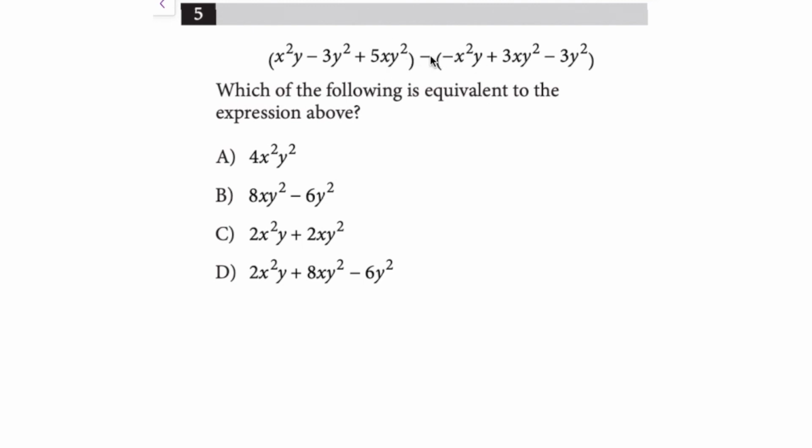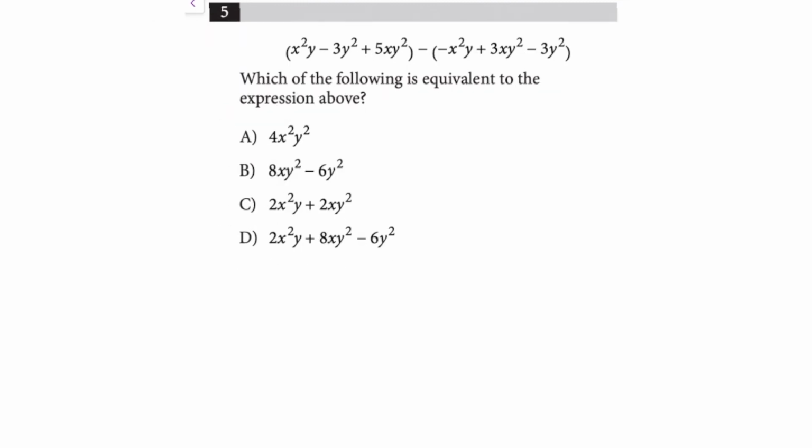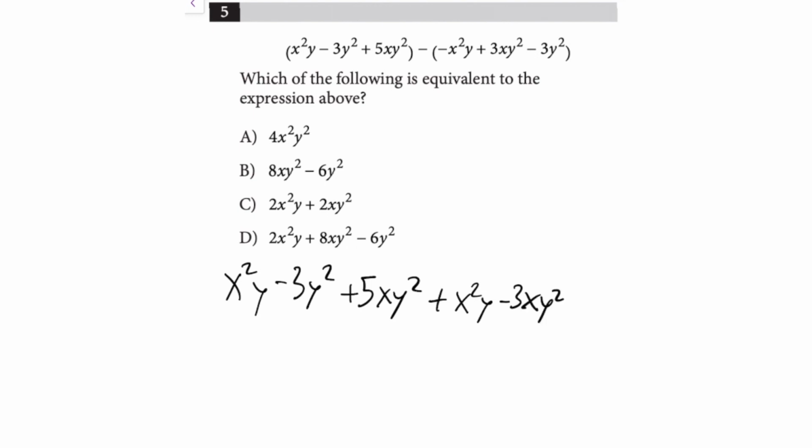I'm just going to distribute this negative and then combine my like terms. Remember, like terms have identical variable parts. So I'm going to rewrite x squared y minus 3y squared plus 5xy squared, and then I'm going to distribute this negative, so I get positive x squared y minus 3xy squared, and then plus 3y squared.